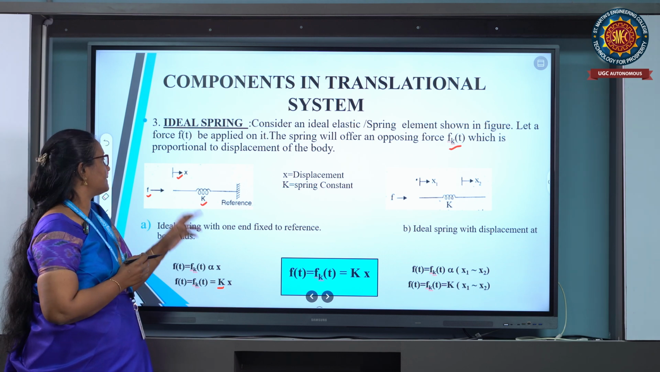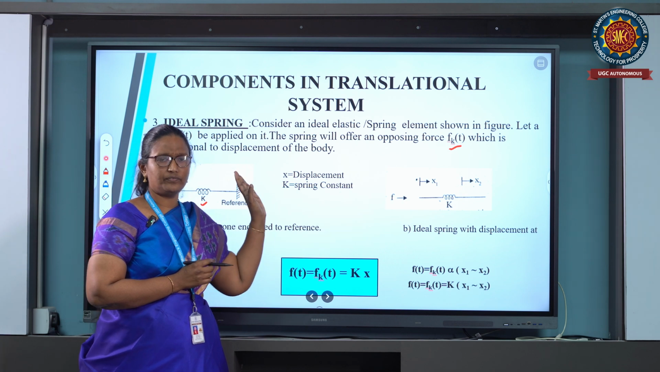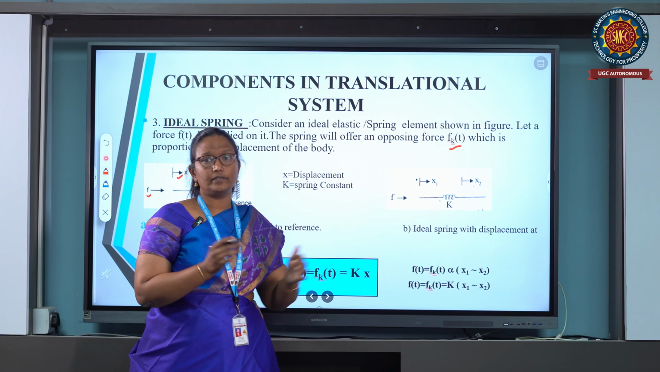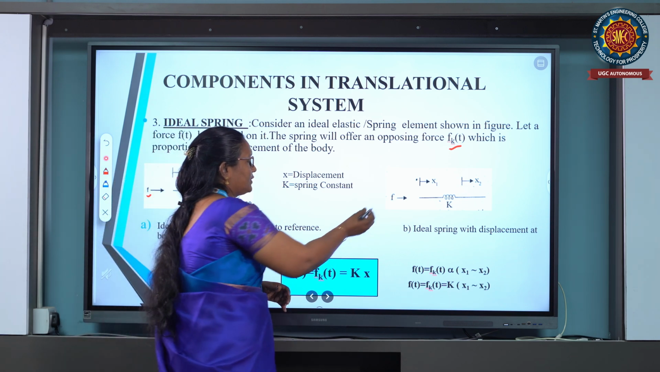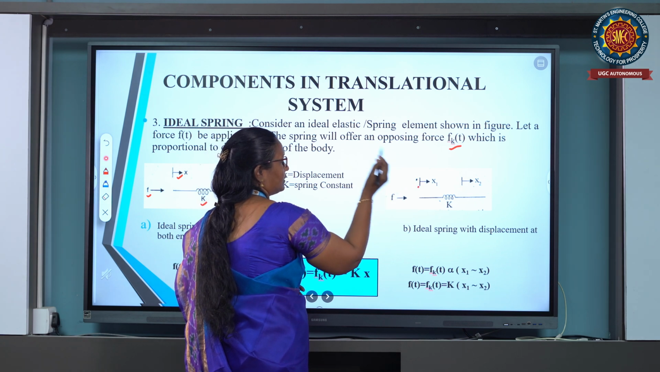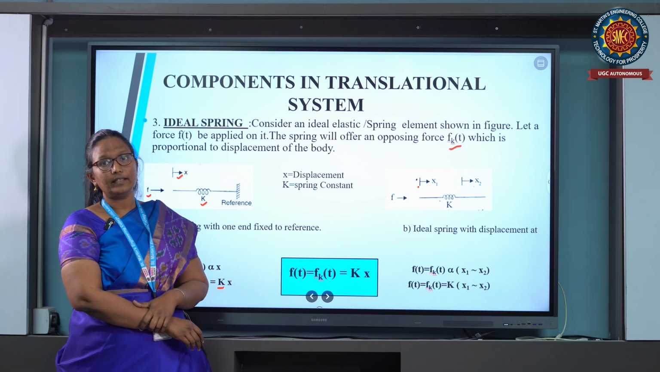Again in this also we have two things. One is the fixed reference, and another is with different displacements, or free ends we can say. In this also, if you consider node 1, here I have taken two displacements, x1 and x2.